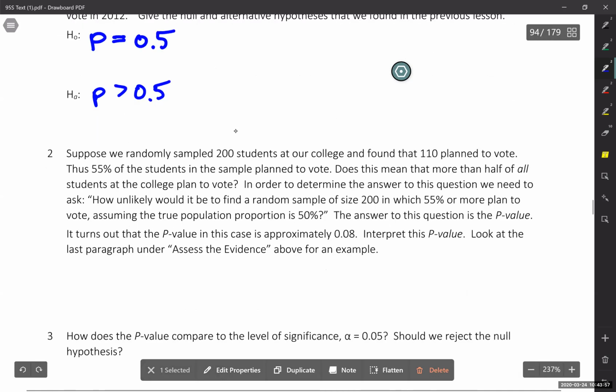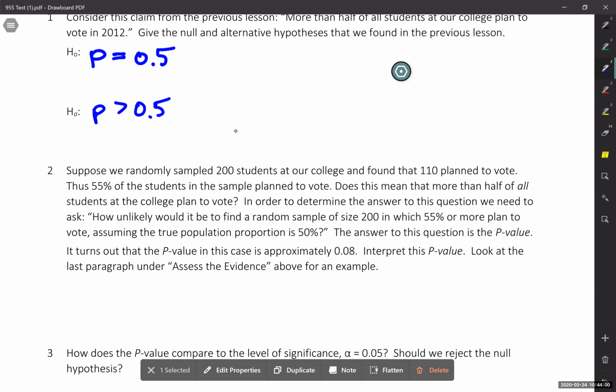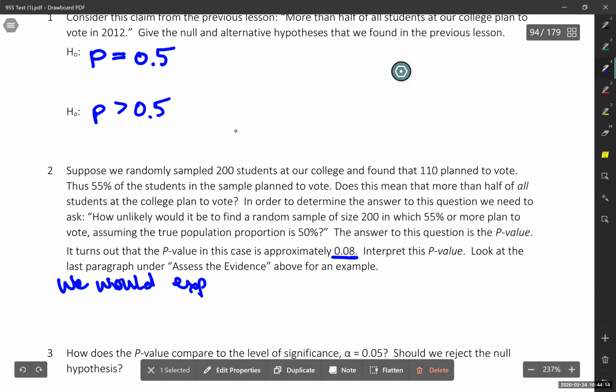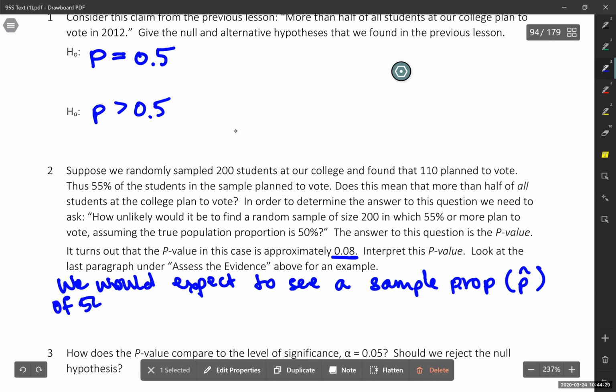Okay, so it turns out the p-value is 0.08. So what that's saying, using that sentence that we just talked about, is we would expect to see a sample proportion, which the symbol is p hat, of 55% or higher about 8% of the time.